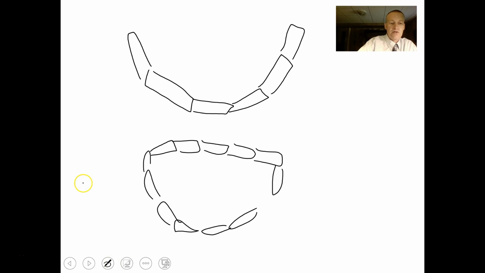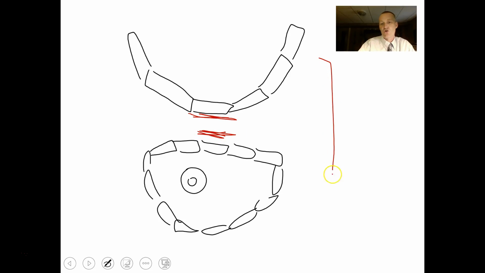Let's see if I can get this right here. So then you have blood cells that are inside. That's a blood cell. We then have the basement membrane. So this is the basement membrane between these cells right here. And this whole structure is called the respiratory membrane.